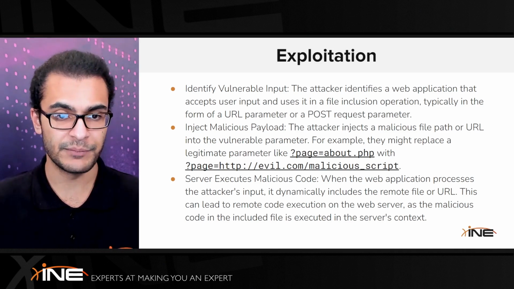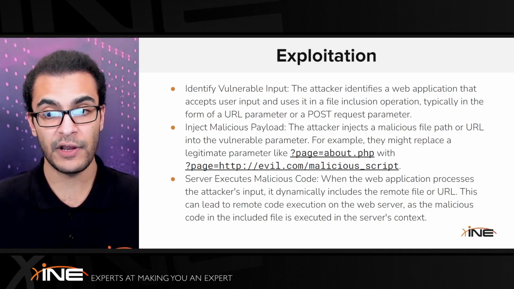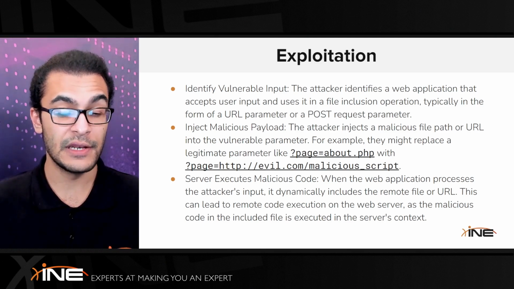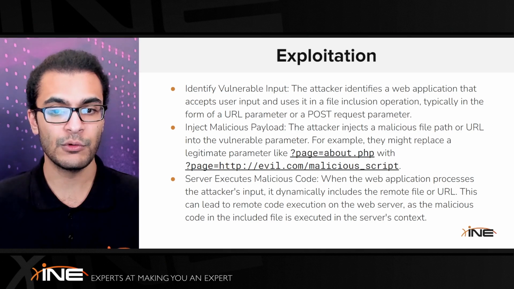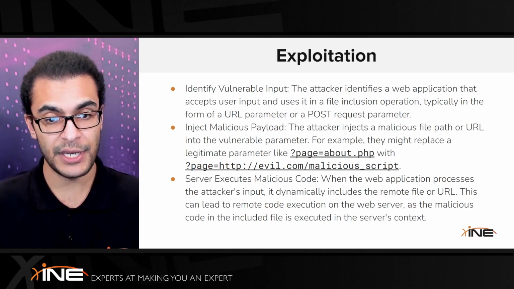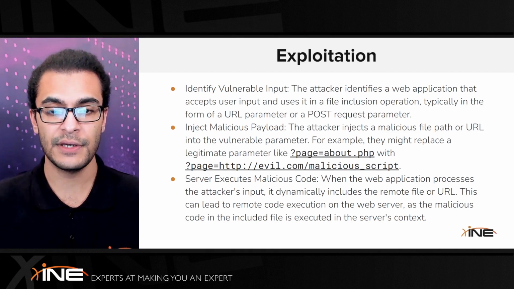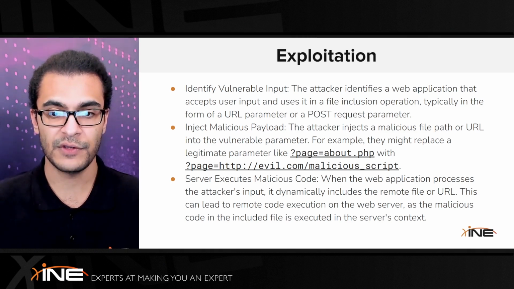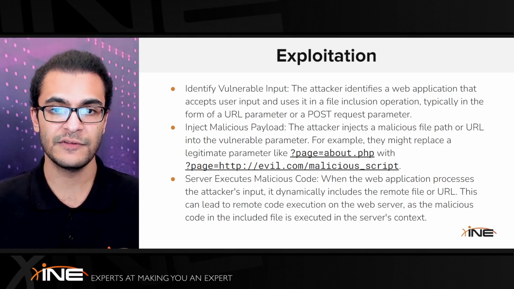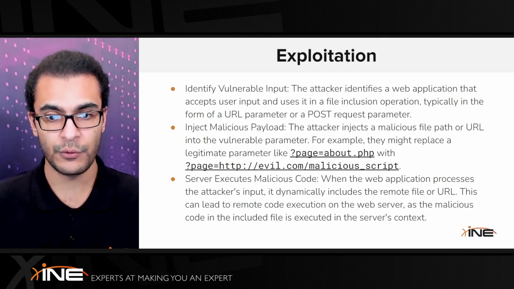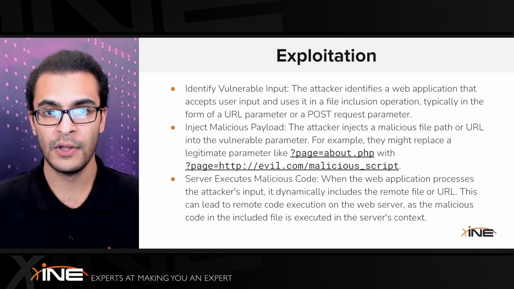Secondly, they inject a malicious payload. The attacker injects a malicious file path or URL into the vulnerable parameter. For example, they might replace a legitimate parameter like page=about.php, where the parameter name is page, which allows you to select a page. And if there is the possibility of inclusion here, about.php can be replaced with something like HTTP, your IP address or your web server, or the attacker's web server, and a malicious script. What happens is that that particular script will be downloaded or included, and will consequently be executed if there is provision for that execution.